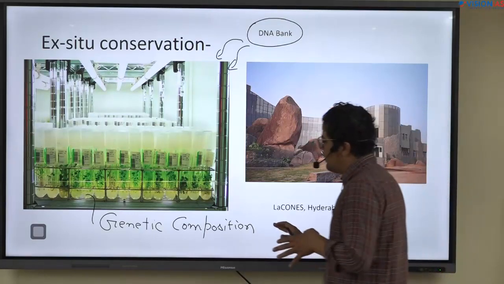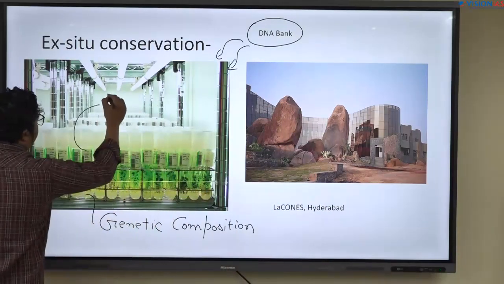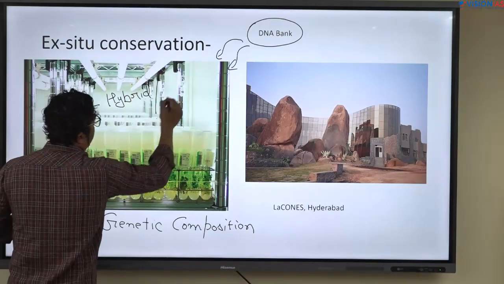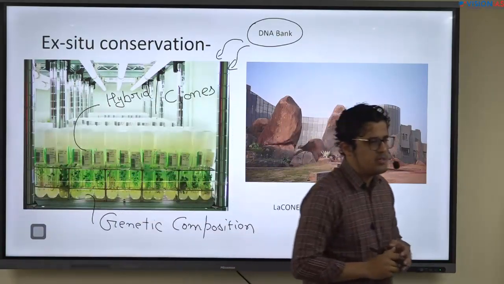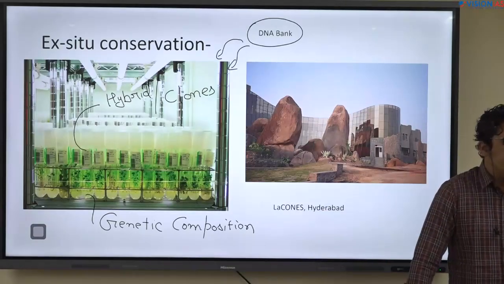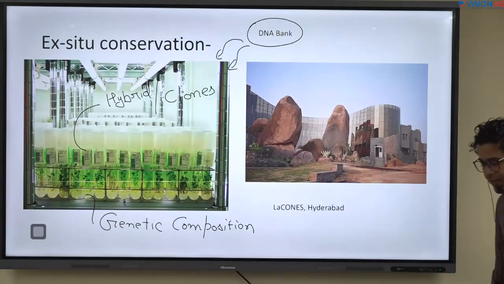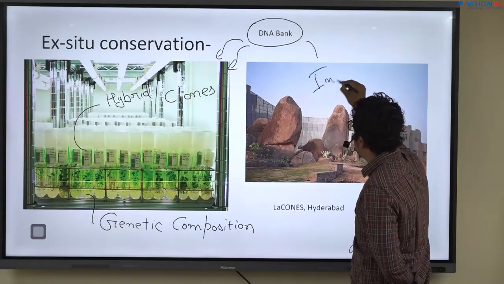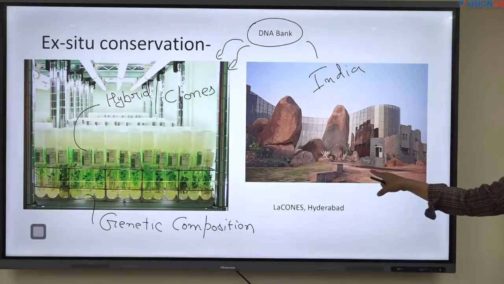So why are we storing genetic composition like this? So that in future we can make hybrids, or we can do cloning. We can make clones of a species. We can duplicate it. We can multiply them. So that is why DNA banks are established. There is a place here, LaCONES. LaCONES is in Hyderabad. LaCONES is the DNA Bank of India. So that means this place is a DNA bank.